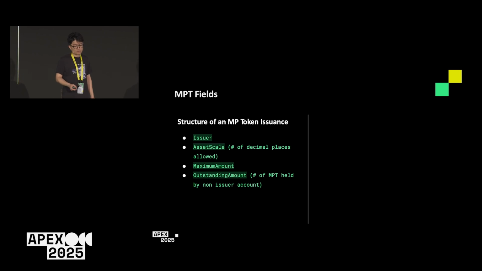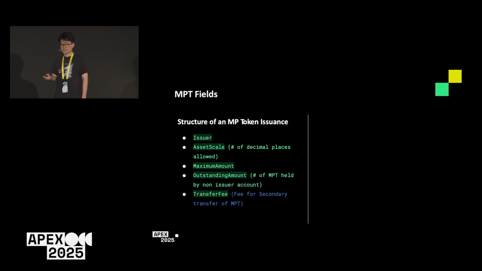There's an outstanding amount, which is the number of MPTs held by a non-issuer account. And there's also a transfer fee, which is a fee for secondary transfers. For example, if Alice created an MPT and she sent it to me, and then I send it to someone else, that incurs a transfer fee.